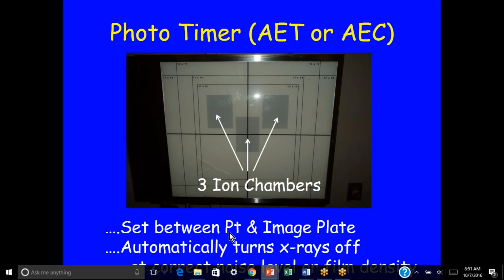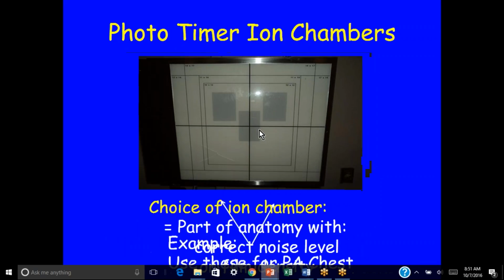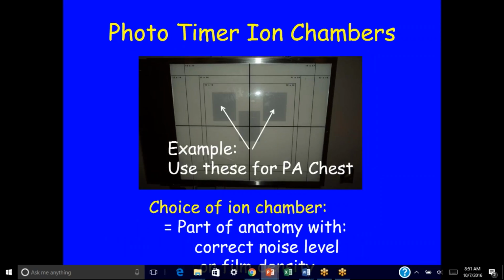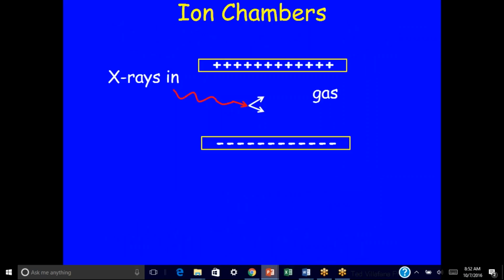I want to make this point before we move on. Also, you always place these ion chambers between the patient and the image plate. I've already mentioned these for the PA chest film, but let's say a little bit about the ion chambers. The ion chambers are going to be very, very important for us. We use them in radiology, we use them in nuclear medicine, in a lot of our instrumentation, and it's the favorite means by which we can measure radiation. There are other means of measuring radiation, but this is one of my favorites.